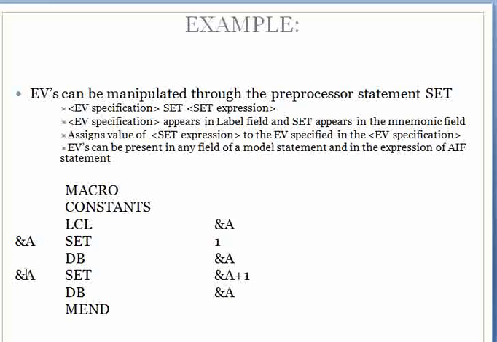Then I can increment this value using a SET statement. See here, I have written the expansion time variable on the left hand side followed by SET, and then &A + 1. This will increment the value of A by 1, and then I am declaring a byte, which is now 2, because 1 gets incremented by 1. So I am declaring a byte of 2, and we have reached the end of the macro.